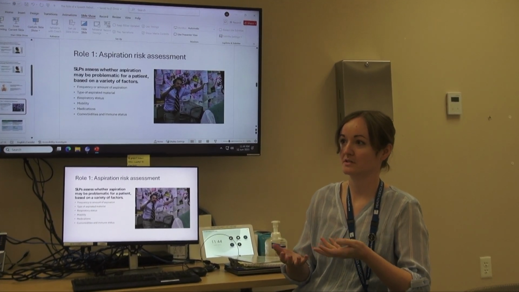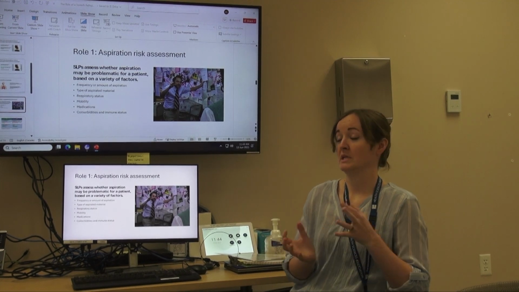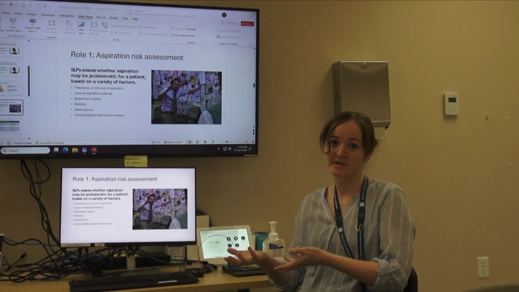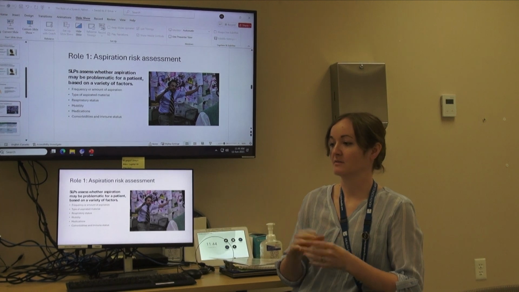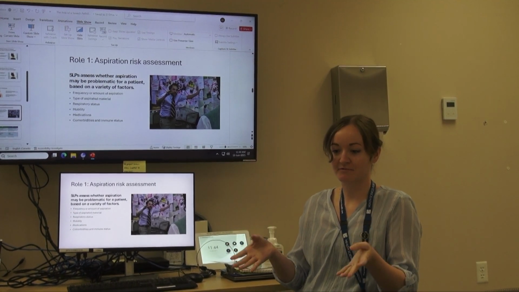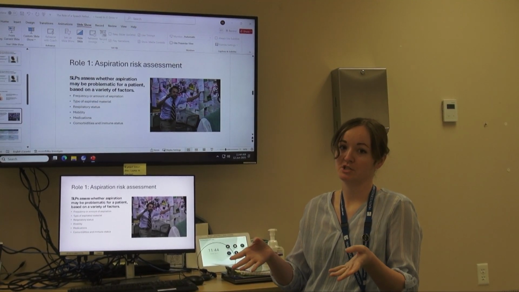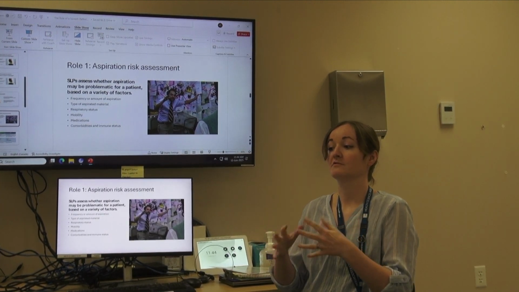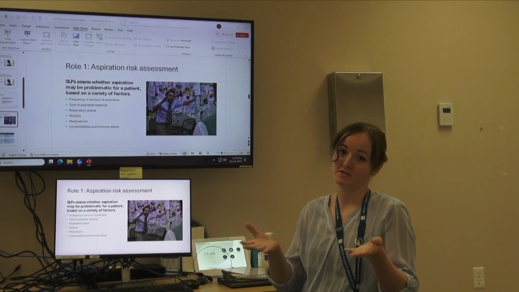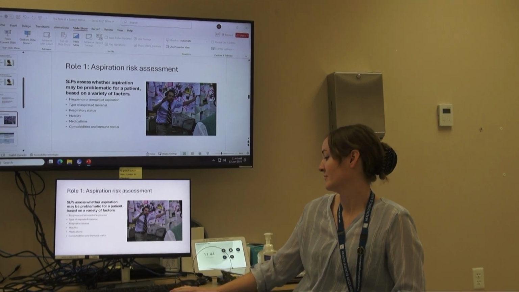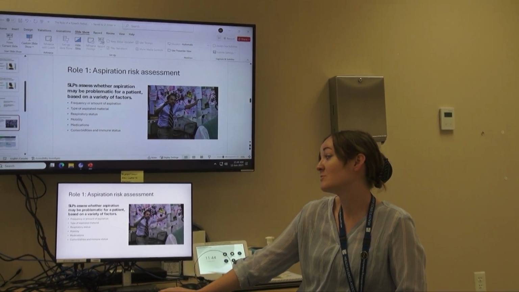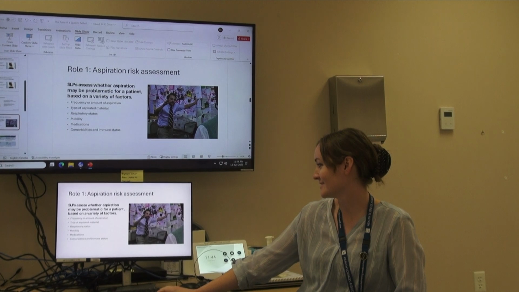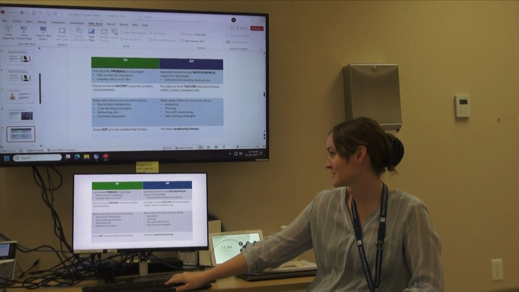Is this something that we necessarily need to treat? Do we need to modify their diet? Can they stay on a regular diet? And I might have very different recommendations for two patients who, from a dysphagia standpoint, are very similar. So we can be useful in that sense, giving you an idea of risk.